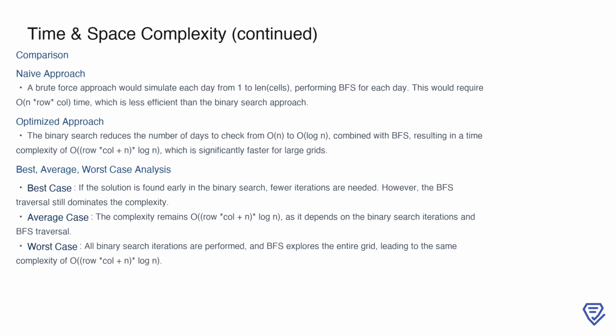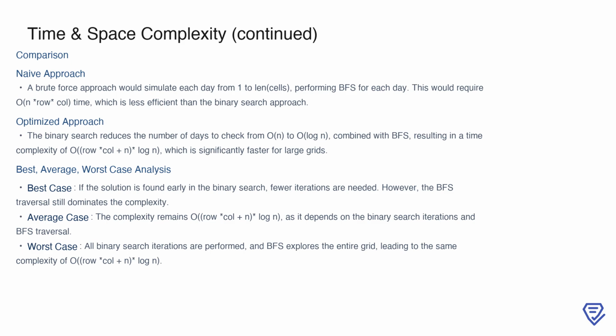Let's compare this optimized approach with a naive solution. A brute force method would simulate every day from 1 to n, performing BFS for each day. This would result in a time complexity of O(n * row * col), which is far less efficient than the binary search approach. The optimized method reduces the number of days to check from O(n) to O(log n), combining this with BFS, which leads to a time complexity of O((row * col + n) * log n). This improvement is particularly significant for large grids.